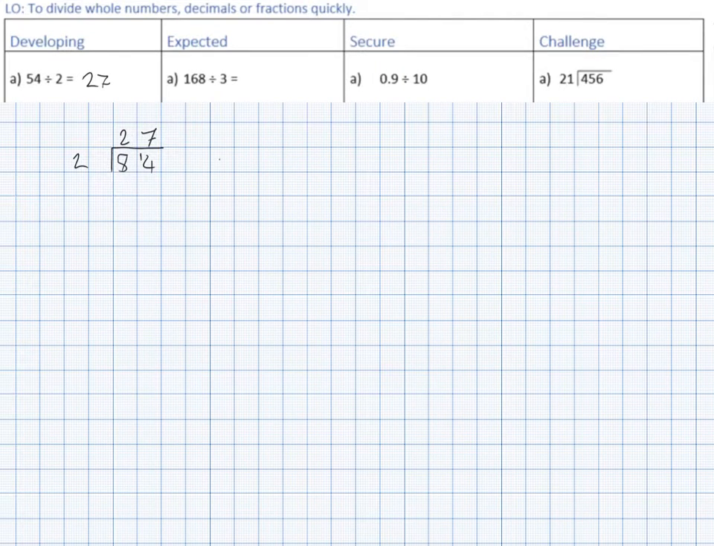Second question can be laid out in a similar way. We've got 3's into 168. Don't really need a space between the 3 and the 168 because by the time you write the division sign it's fairly obvious. So 3's into 1 doesn't go.